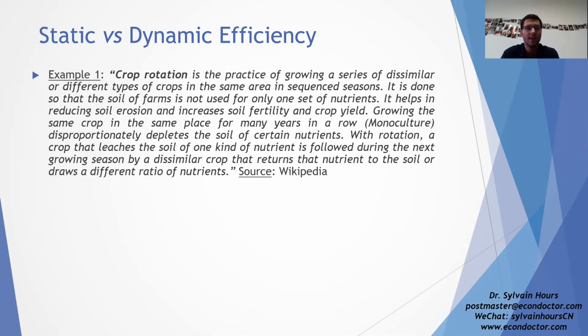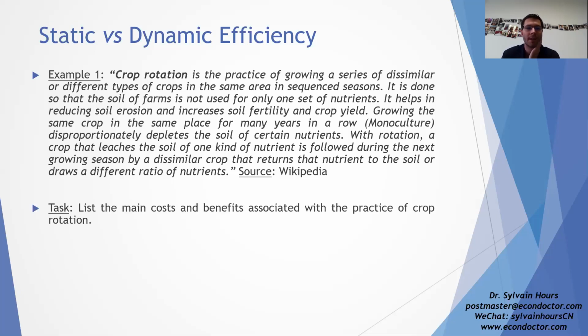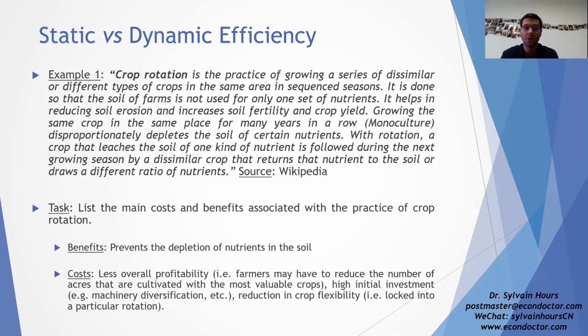So I think this is a good example of achieving efficiency in the short run and achieving efficiency in the long run. Once you have explained what crop rotation is to your students, you can ask them to list the main costs and benefits, what's good about implementing crop rotation. The main benefit is that it prevents the depletion of nutrients in the soil. And what are the possible costs? Of course, your profitability in the short run might be reduced by the implementation of this practice. Okay, so that's one example that you can use with your students.